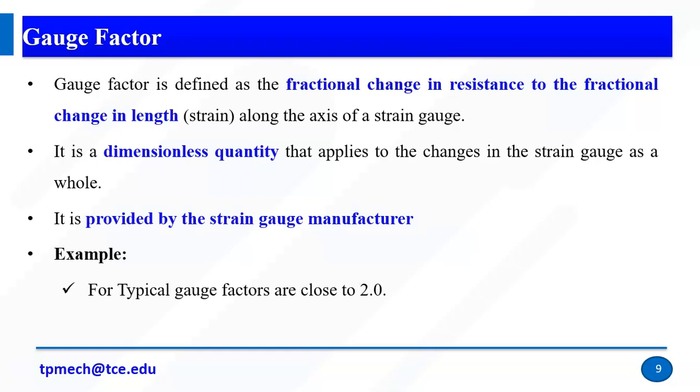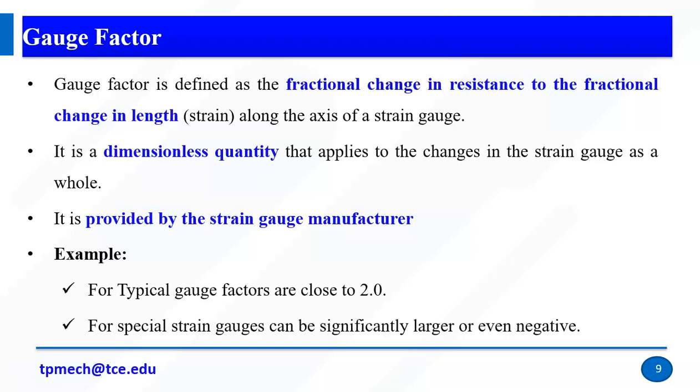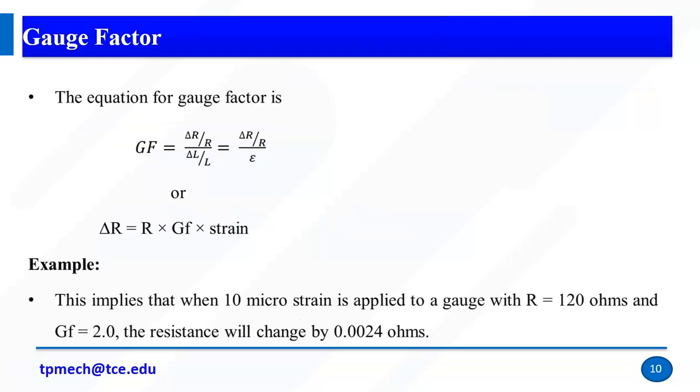For example, most strain gauges have a gauge factor fairly close to 2. For special strain gauges it can be significantly larger or even negative. So generally it will be around the ratio of 2. If it is for special cases, it may be more than 2 or it may be some negative value. So the gauge factor is the ratio of delta R by R, that is, the fractional change in resistance to the change in length, delta L by L.